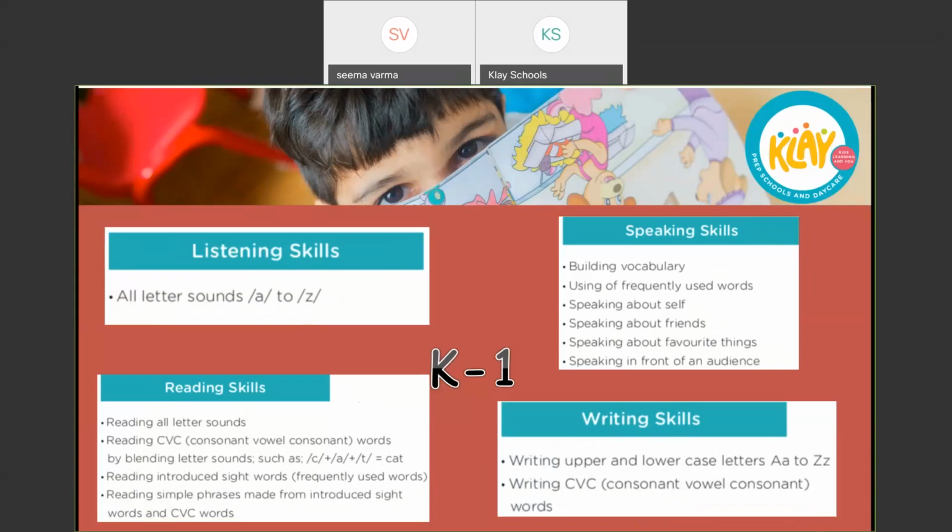So at K1, and this is just before K2, children are introduced to the letter sounds. It is here that the letter sounds are introduced, and they are reading very simple consonant vowel sounds, and frequently sight words are introduced. They are building vocabulary. Of course, it is a much lesser form of it, but from learning their uppercase and lowercase letters to beginning to recognize individual sounds in words, these skills are building the foundation for reading and the academic abilities that they will need later in life.